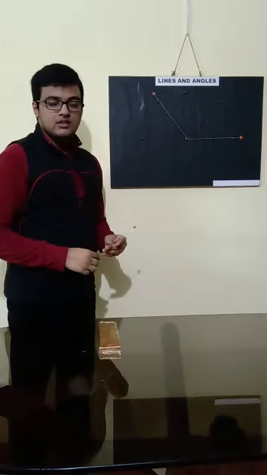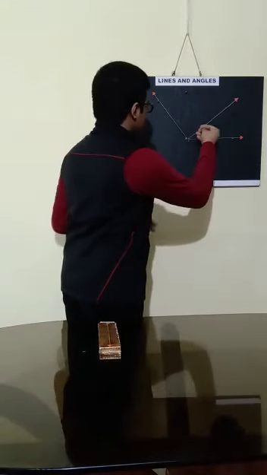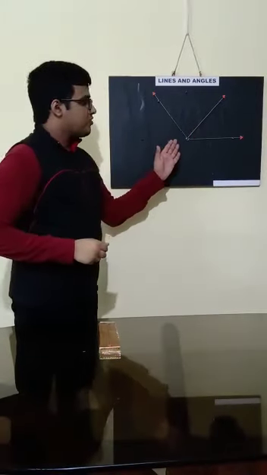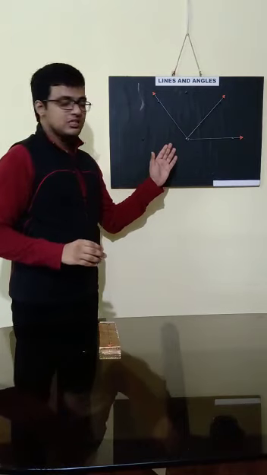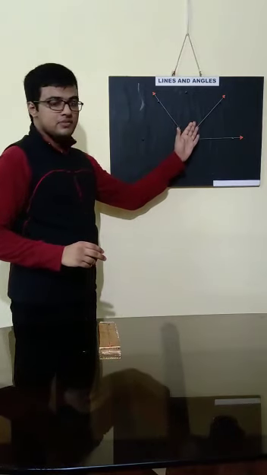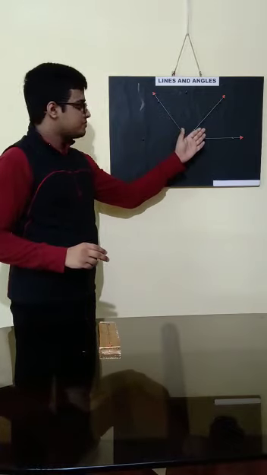And now let us study the different pairs of angles. This is the adjacent pair of angles. Two angles in a plane are said to be adjacent if they have a common starting point, a common arm, and the non-common arms are on the either side of the common arm.